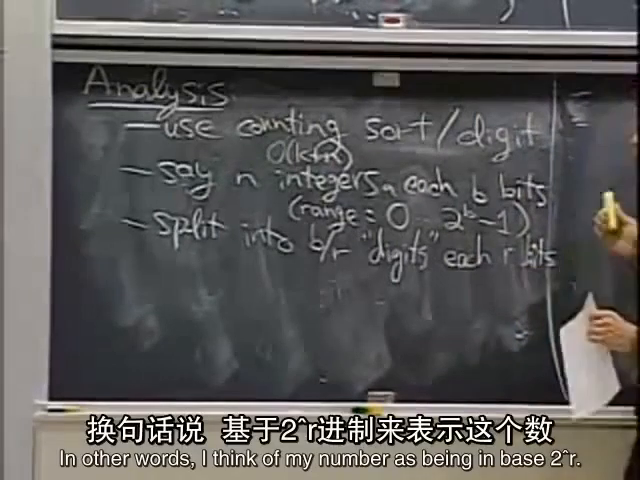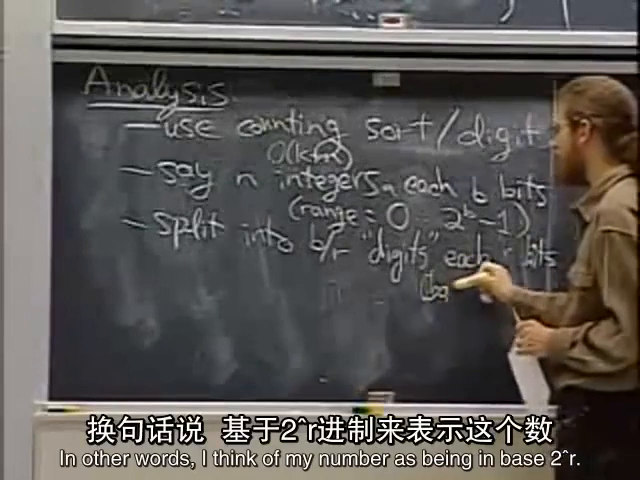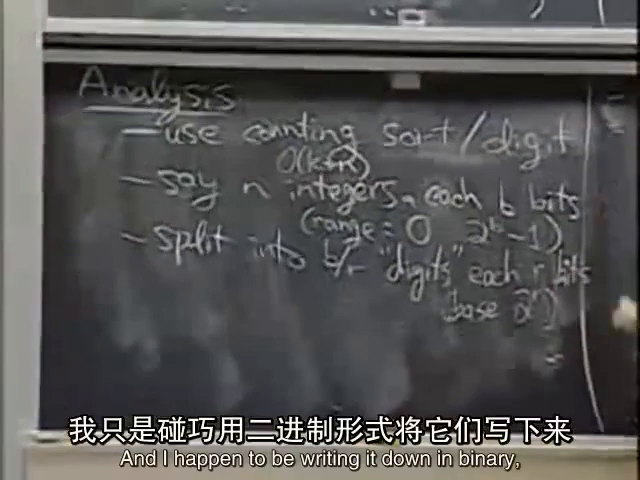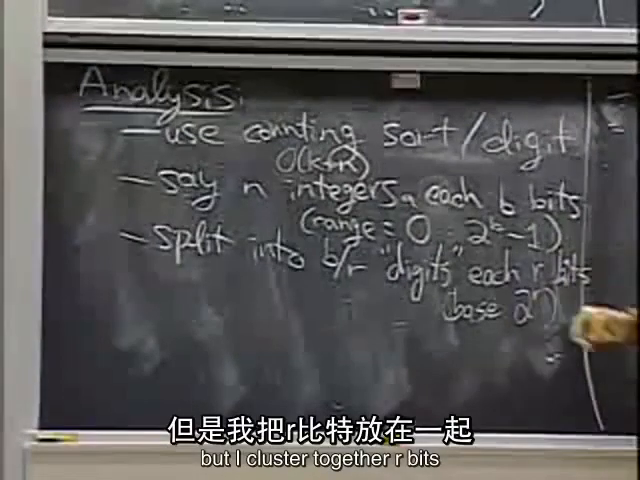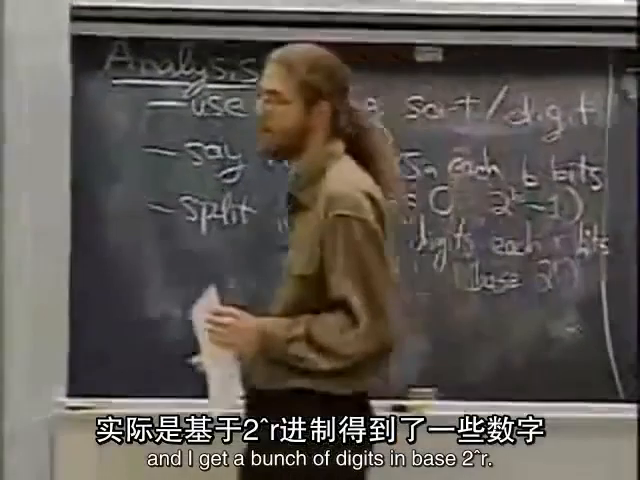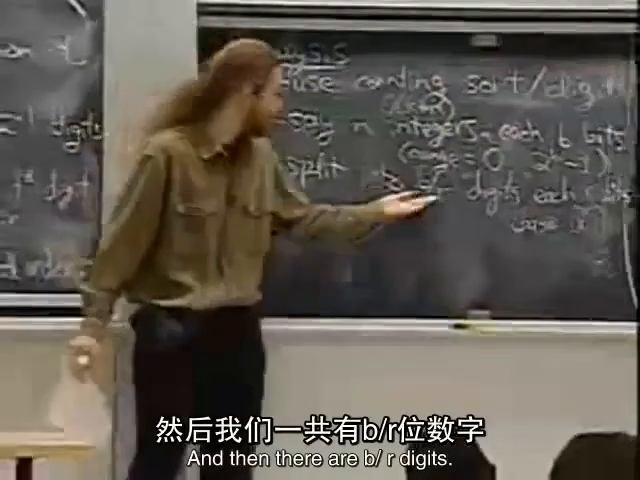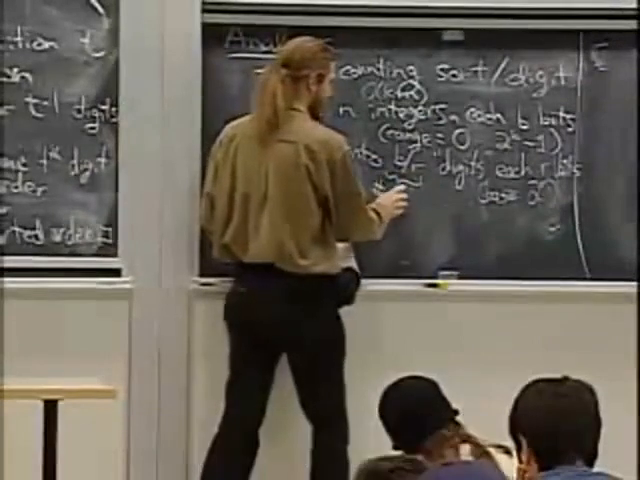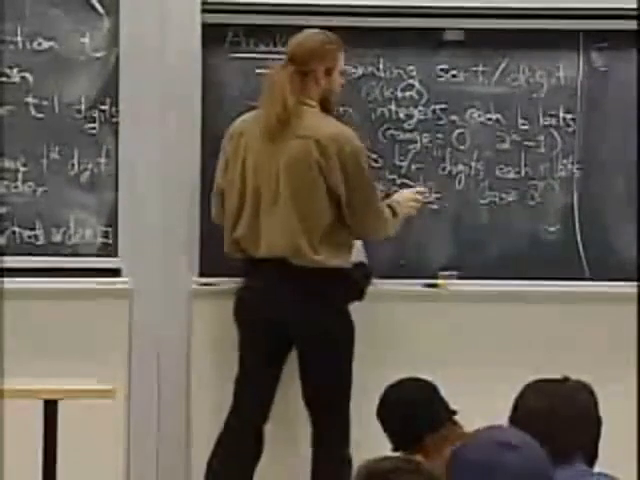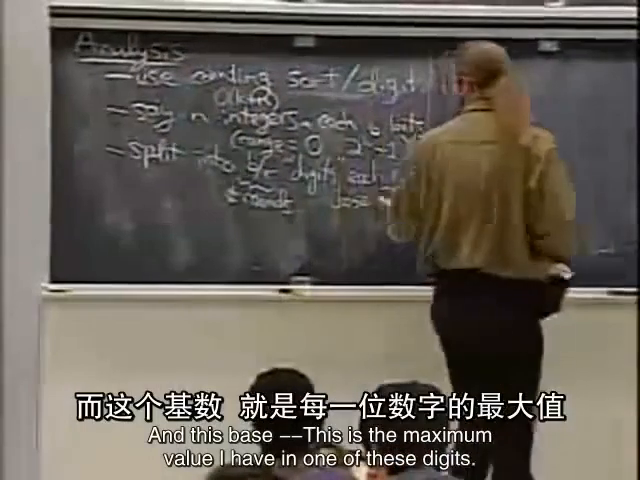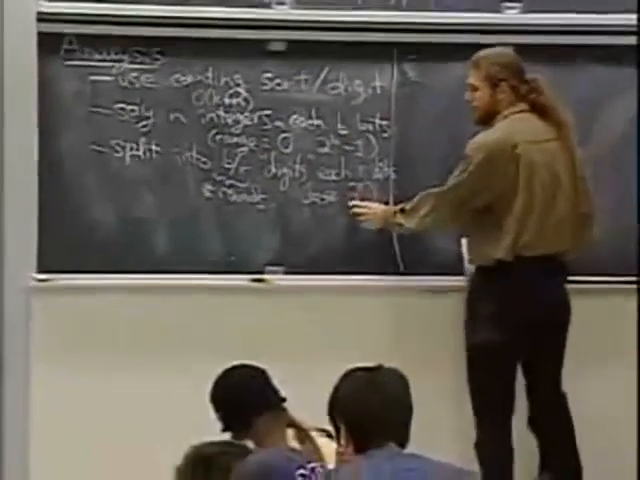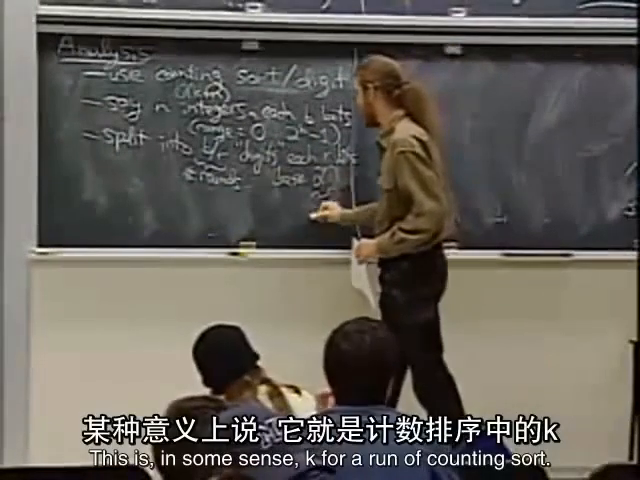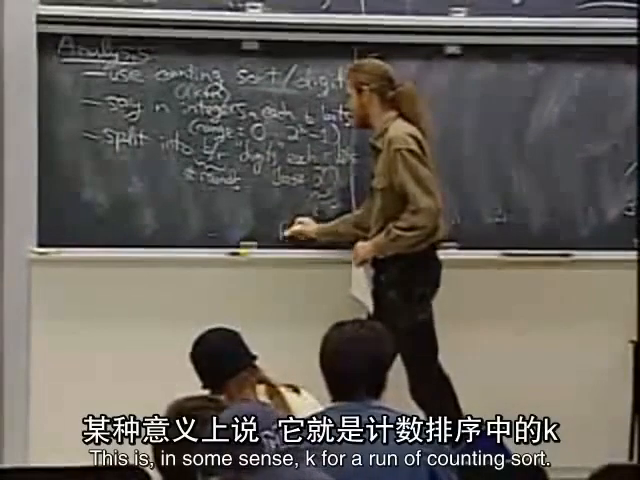So in other words, I think of my number as being in base 2 to the r. And I happen to be writing it down in binary, but I cluster together r bits. I get a bunch of digits in base 2 to the r. And then there are b over r digits. So this b over r is the number of rounds. And this base is the maximum value I have in one of these digits. It's between 0 and 2 to the r. So this is, in some sense, k for a run of counting sort.